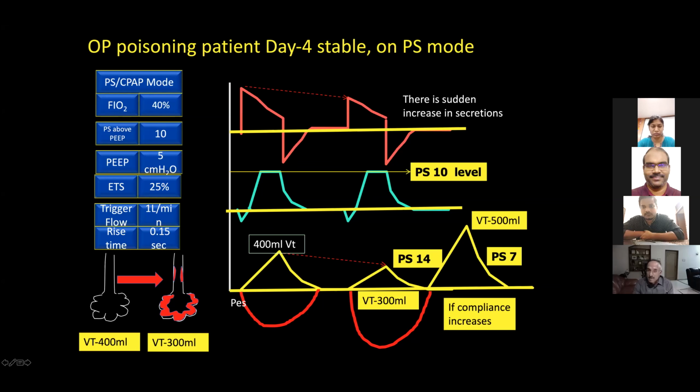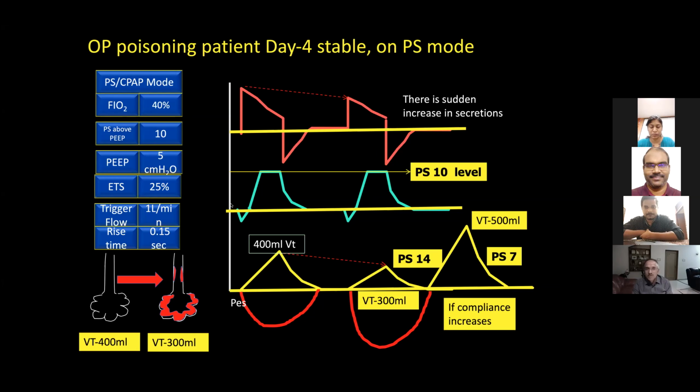You go to an advanced mode, like a volume support. The pressure support from 10 to 14 happens automatically. The mode is built like that. In a volume support, we tell the ventilator you can operate between the pressure of X to Y, and we want a tidal volume of 400. So if the 400 becomes 300, automatically the pressure support increases and tidal volume is kept constant. That is the difference between an advanced mode and a basic mode.